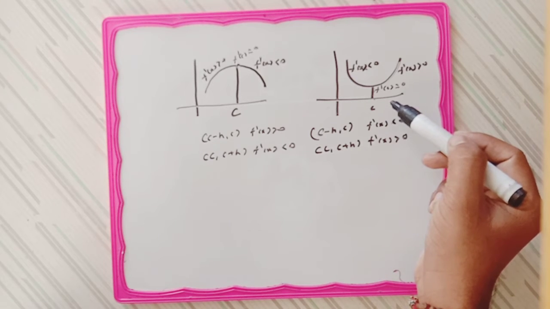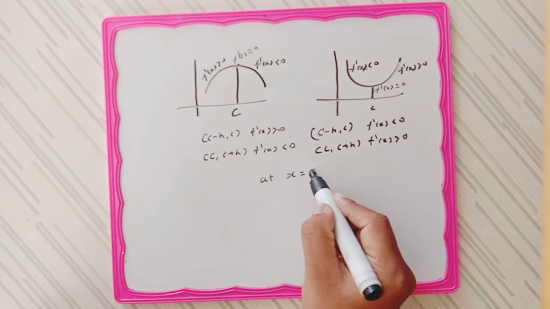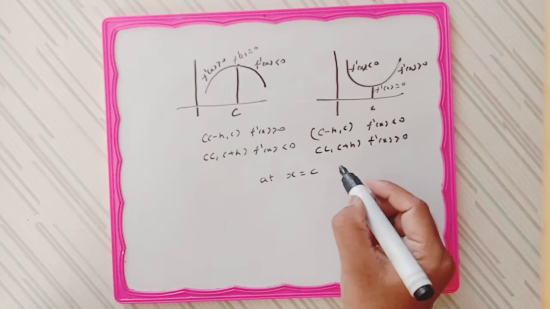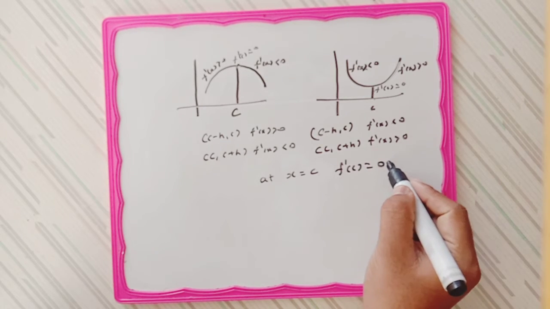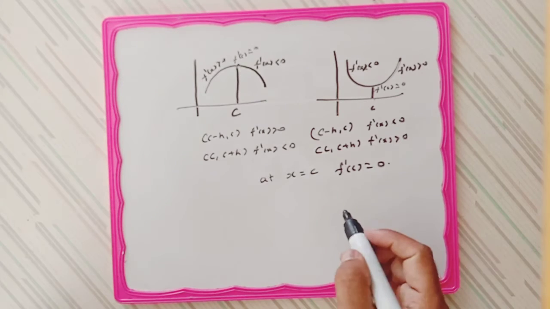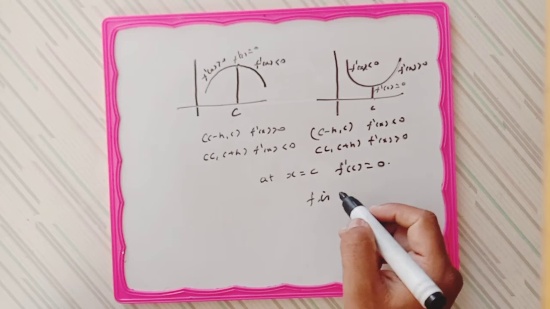So here at x equals c it gives us a maximum or minimum value, so it becomes an extreme point, and at an extreme point f dash c must be 0, or f is not differentiable at x equals c.